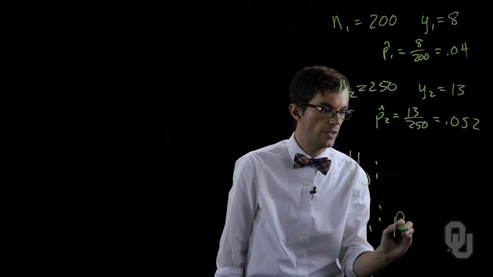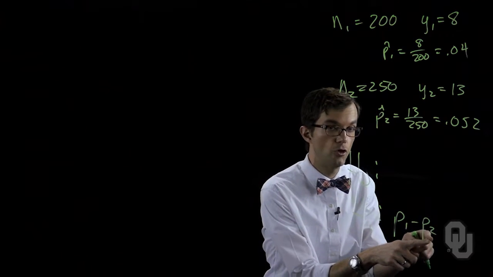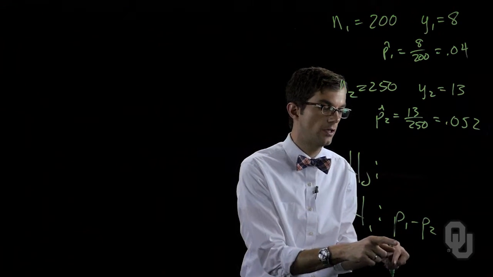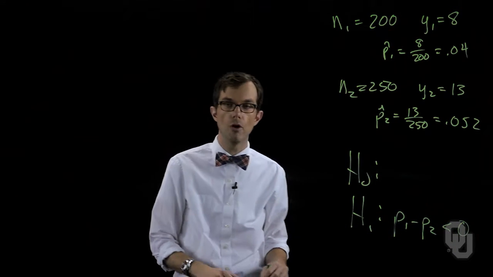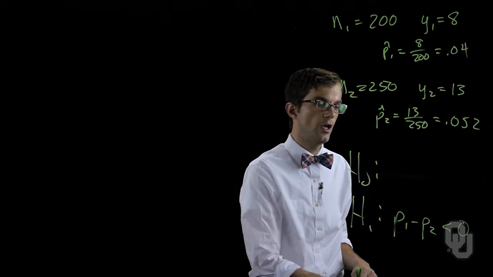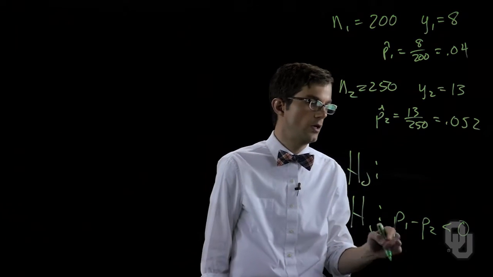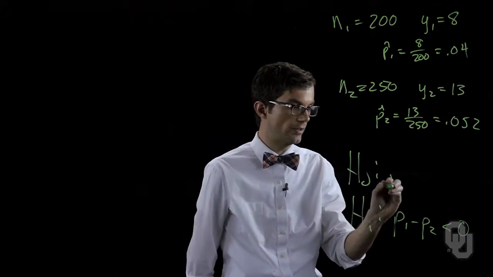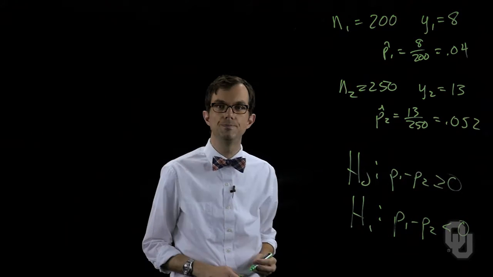If we want to know if Supplier 2 produces a larger number of defective chips, that means P1 minus P2 must be strictly less than 0. If P2 is larger than P1, P1 minus P2 would be strictly less than 0. Strictly less than 0 does not imply equality. Equality must be in the null, so we have this statement in the null hypothesis.